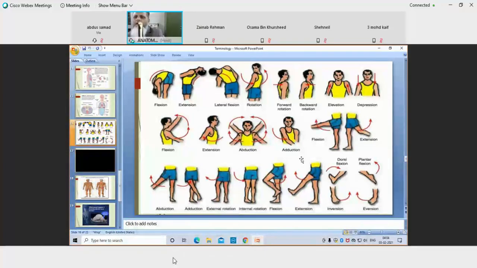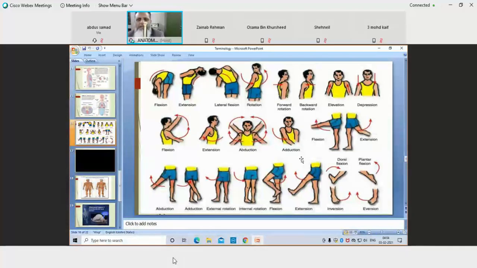So this type of movement is known as the rotational movement. This movement is going to take place on the longitudinal axis. Along that axis, the rotation is going to take place, or all the movements are occurring at one axis.